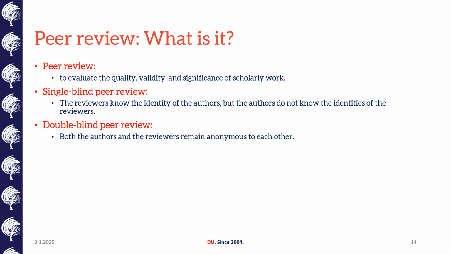Double-blind review. Authors and reviewers do not know each other's identities. This tries to eliminate any form of bias or partiality because the reviewers, not knowing who the authors are, cannot be influenced by their names and vice versa.